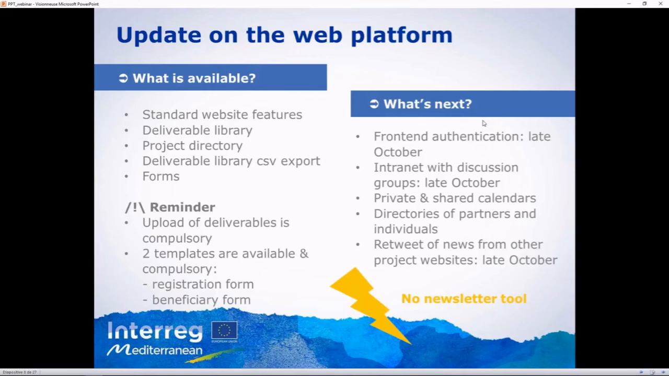We would like to remind you that the upload of deliverables in the web platform is compulsory, so you have to do it through the web platform and not through Synergy. Also, you have to use 2 forms that are also compulsory. That is the registration form for events. For example, when you have an event, you have to use this registration form. And you have to use a beneficiary form for questionnaires to beneficiaries of your projects.